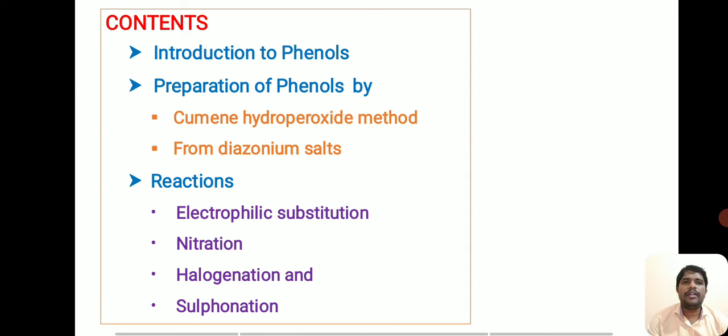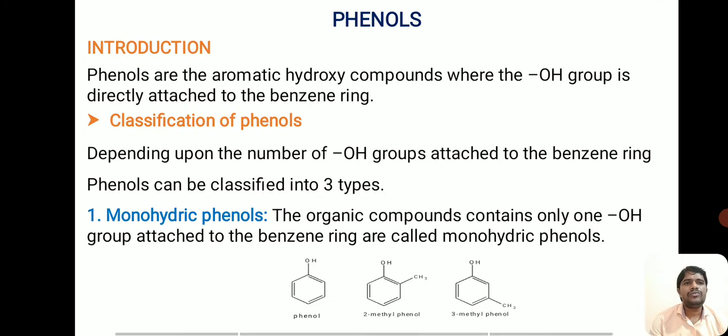The contents are introduction to phenols, and preparation of phenols by the cumene hydroperoxide method and from diazonium salts. In reactions, we are going to discuss electrophilic substitution reactions: nitration, halogenation, and sulfonation. Phenols are the aromatic hydroxy compounds where the OH group is directly attached to the benzene ring.